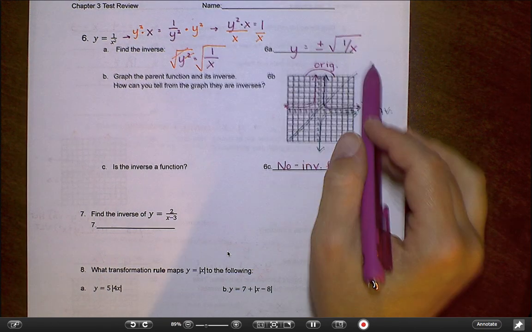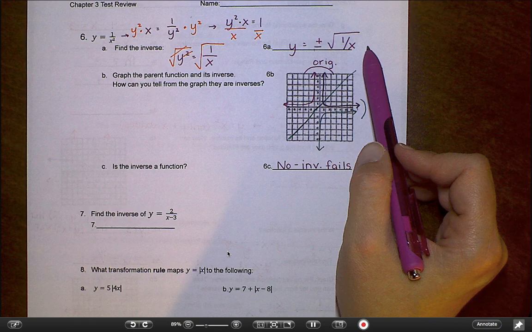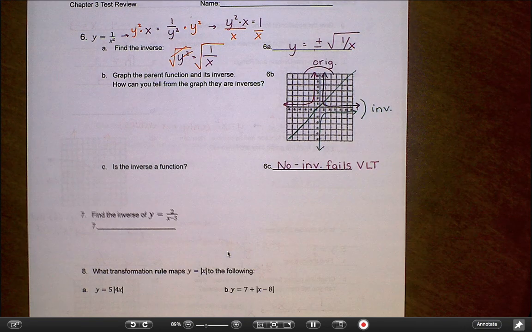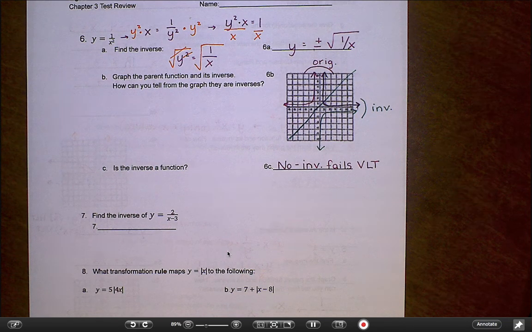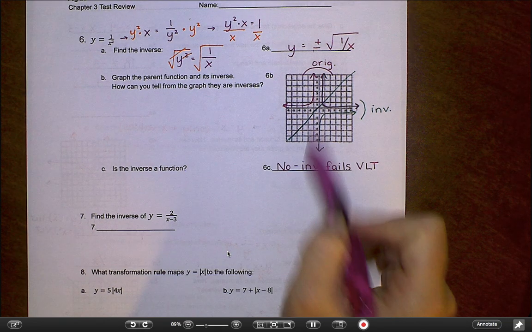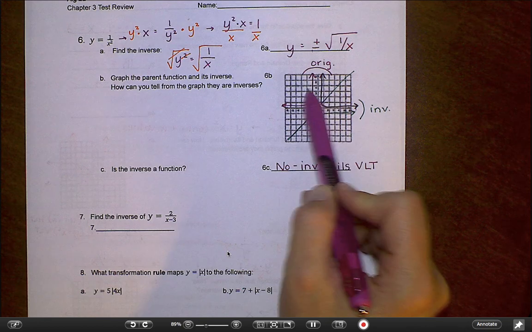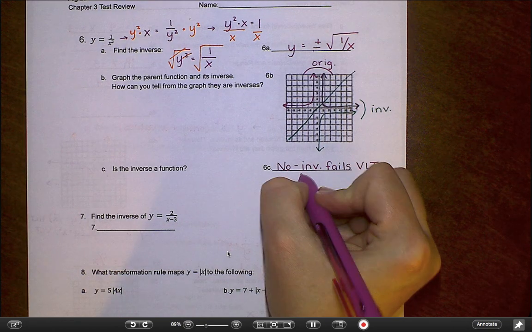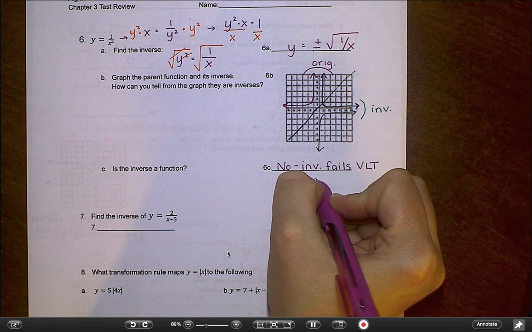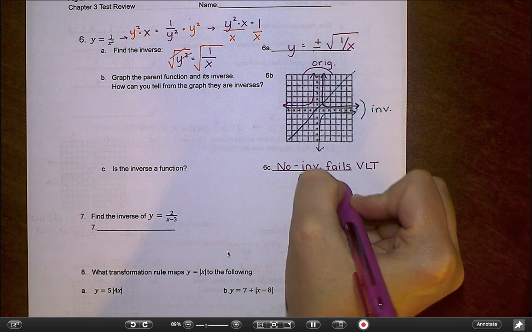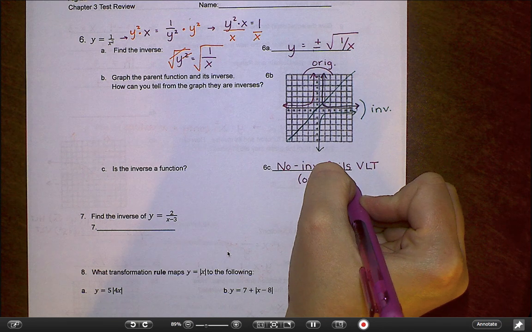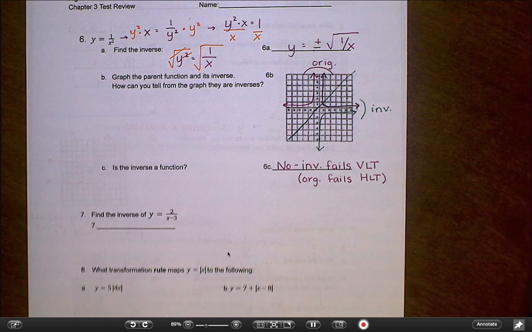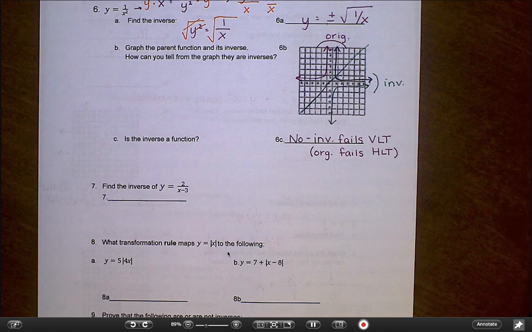Okay, and really from looking up here in the equation, I can see that when I plug in one x value, I'm going to get two different y values because of that plus or minus. I also could have answered this question by saying, hey, I knew that from looking even at the original graph because that was not going to pass the horizontal line test. So I could say the original graph or the parent function fails the HLT. Fine with either one as long as you specify which is which.